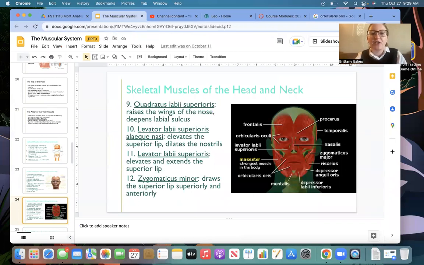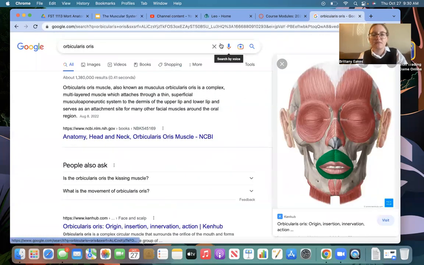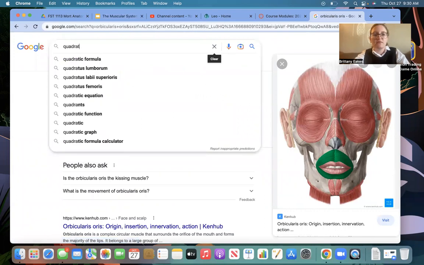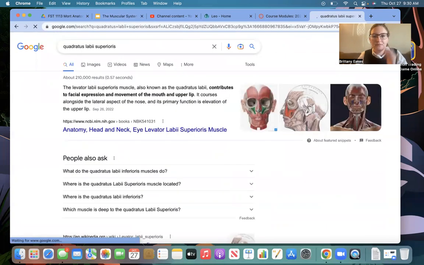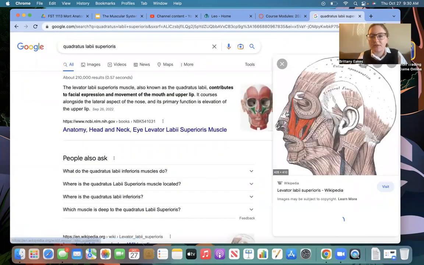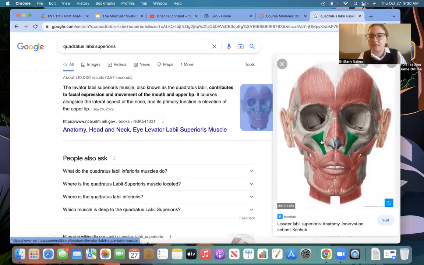Right, so next we have the quadratus labii superioris. So quadratus meaning it's probably got 4 divisions, labii referring to the lips, superioris meaning upper. So this muscle or group of muscles are going to raise the wings of the nose and deepen the labial sulcus. So we got this image right here.